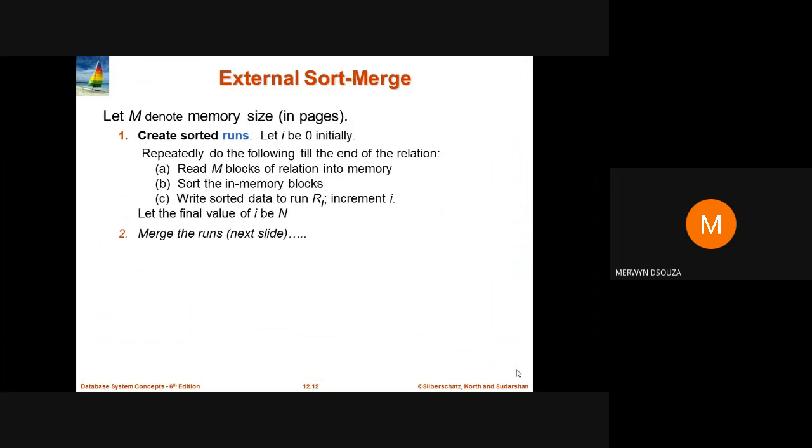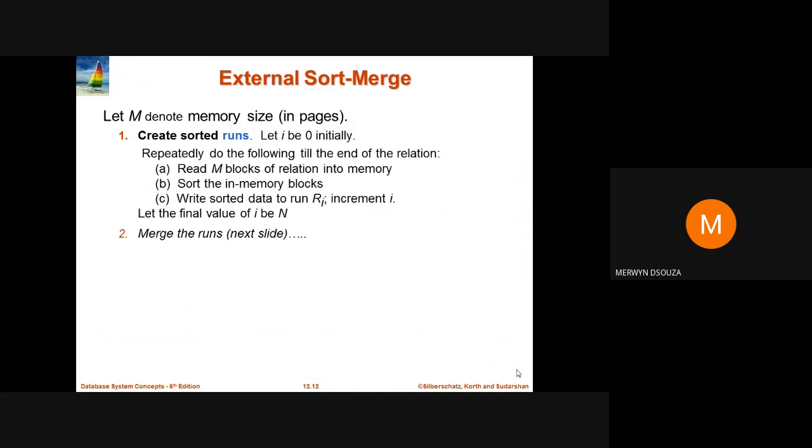This is the algorithm for the external sort merge. Let M denote the memory size. In the first step, we will create sorted runs. We will initially set i equal to 0. Then we will repeat the following steps till the end of the relation.